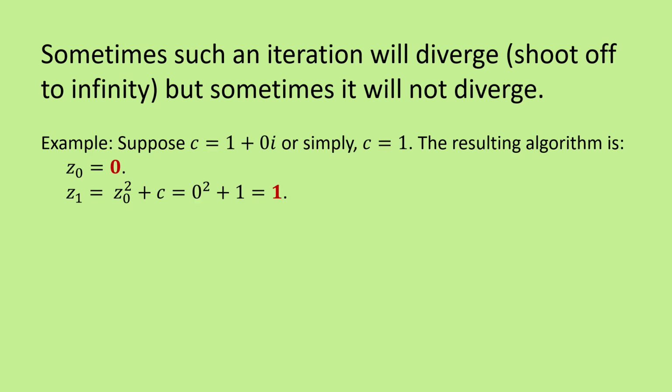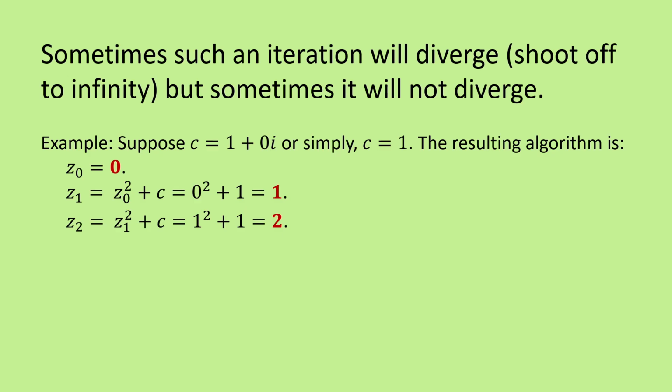Depending on the value of c, the algorithm or iteration will either diverge, shoot off to infinity, or not. For example, here c is equal to 1. There's no imaginary part. We set z0 equal to 0. z1 is equal to z0 squared plus c, which is just 1.